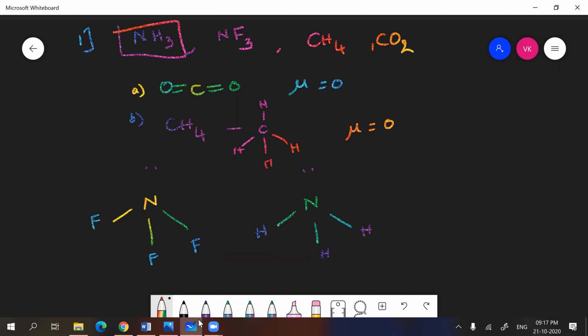Here, fluorines are more electronegative than nitrogen, so they will pull the bonded pair of electrons towards themselves, and this is the direction of the dipole moment.